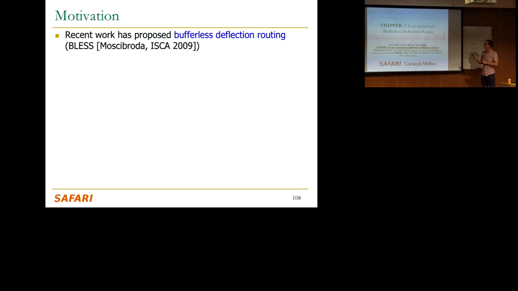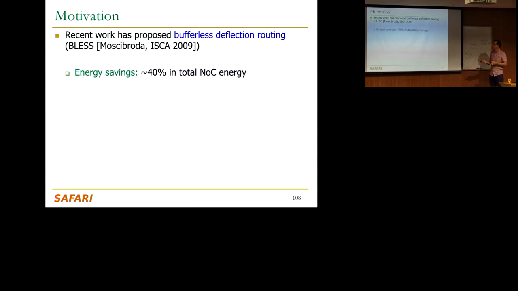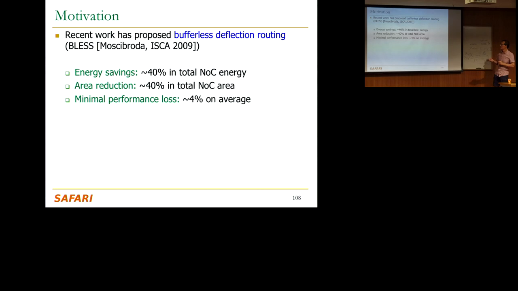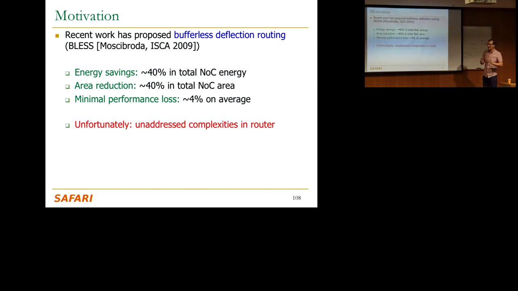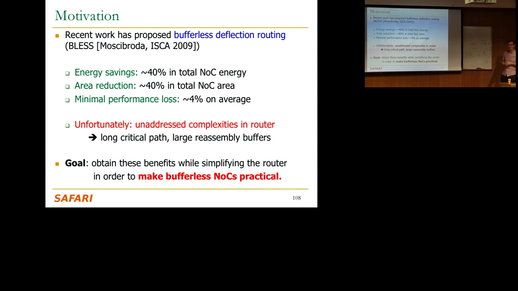Okay, so let's move to the next thing over here. Basically, our motivation here was that bufferless routing is very interesting to examine, and there are significant potential benefits. Unfortunately, we didn't address the complexities in the router. You can only do so much in a paper, I think. It turns out the router actually becomes very complex because of the oldest first arbitration. I'm going to give you an example of this. You get a long critical path, and we already said you get large reassembly buffers. So we're going to try to fix these problems and make the entire network bufferless as much as possible. Basically, we'd like to obtain these benefits while simplifying the router in order to make bufferless NOCs practical.